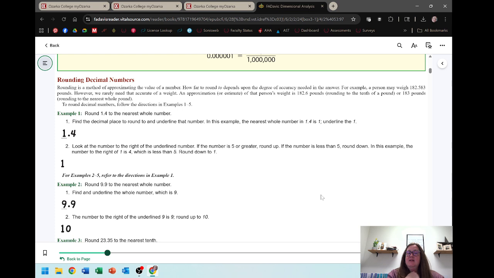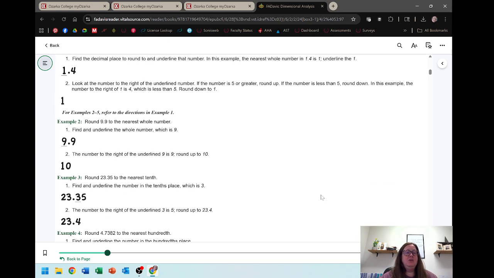So in this case, rounding 1.4 to the nearest whole number, that ones place is underlined. We look to the number to the right. It says if it's 5 or greater, round up. If the number is less than 5, we're rounding down or keeping the number the same. So in this example, the number is 4, which is less than 5. So we're rounding down to 1. We're not decreasing that number, we're just keeping it the same. Okay, so 1.4 rounded to the whole number would be 1.